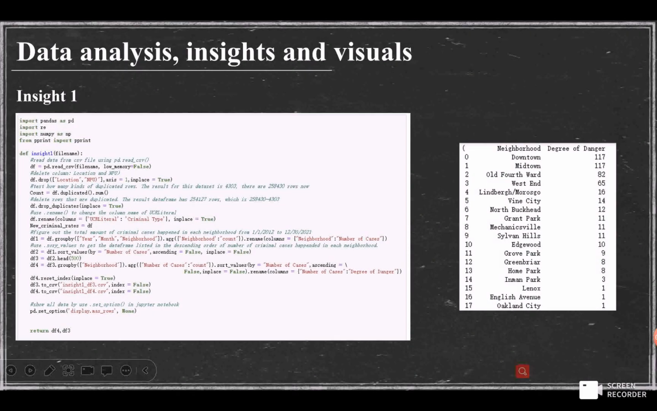The first insight is about the degree of danger of each neighborhood. We first group by year, month, and neighborhood and use the aggregation function count to get the number of criminal cases in each neighborhood per month. Then we sort in descending order and choose the first 500 rows. After that, we group by again and use aggregation to get this data frame.